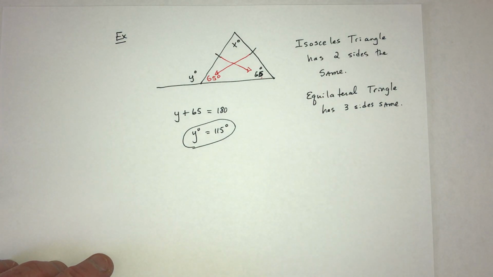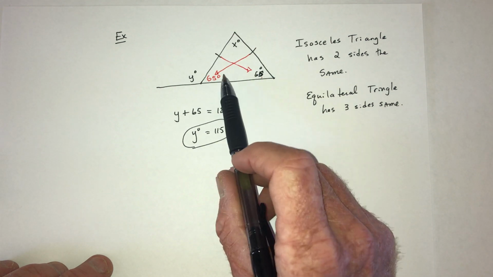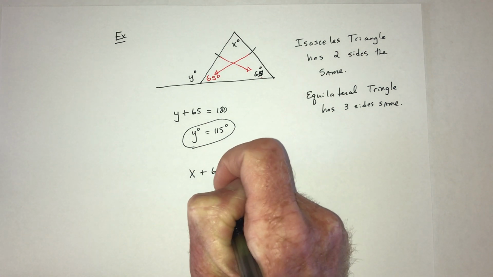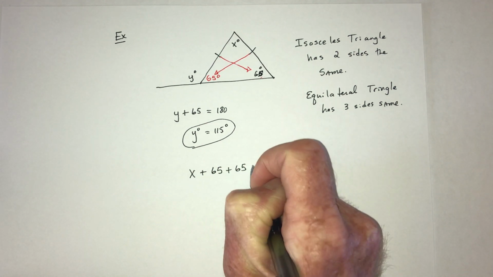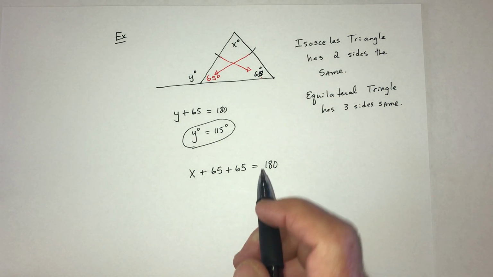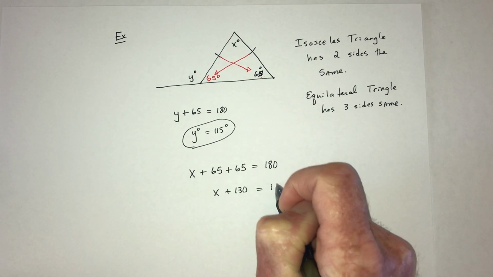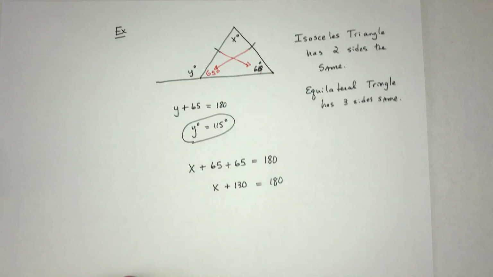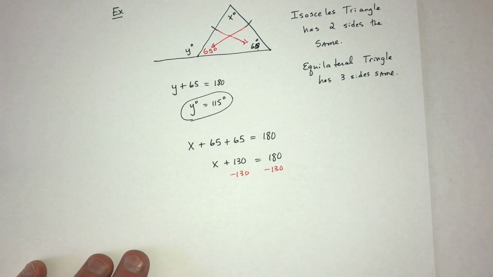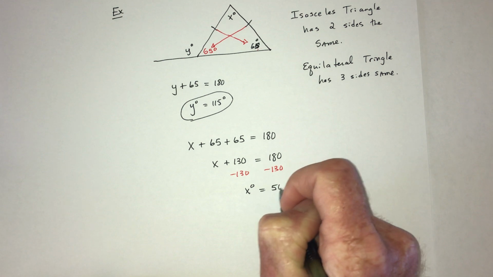And then what about the x? So inside the triangle, x and 65, they have to add up to 180. So 65 and a 65, that equals 130. And then to solve for x, all I need to do is subtract 130 from both sides. And x degrees is equal to 50 degrees.